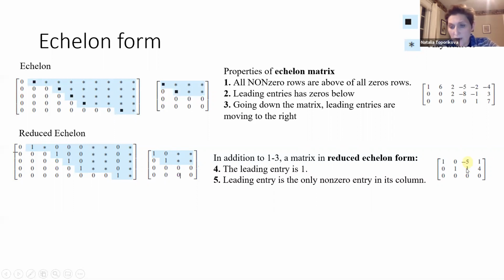We have here, in addition to leading values, this -5, which is clearly not 0. So this matrix, although very neat, is not in the reduced echelon form. And this is how you usually check your matrix: just follow this definition, these 5 rules.